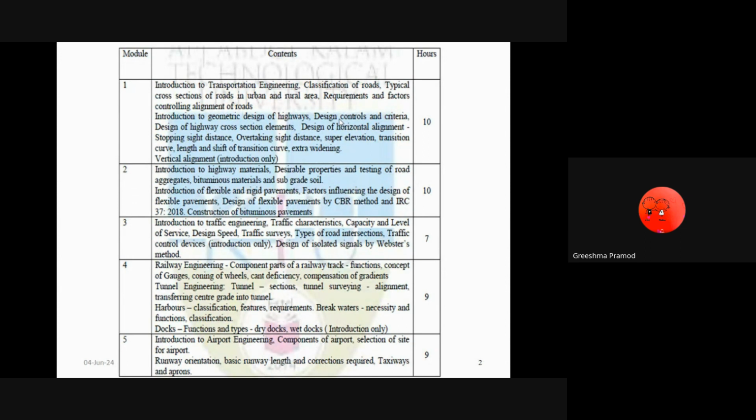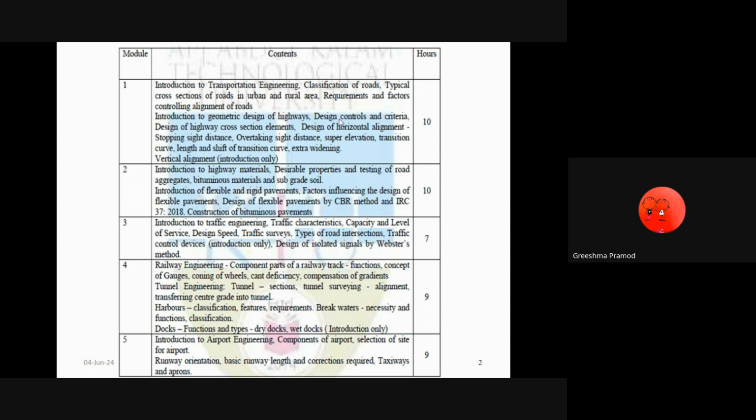What is the necessity of providing extra widening on curves? And also from transition curve, what is the necessity, or what are the objectives, of providing a transition curve? These are the important questions from module 1. And in module 2, highway materials: you have soil, aggregate, and bitumen. In this, what are the properties of aggregates? What are the properties of bitumen? That is important.